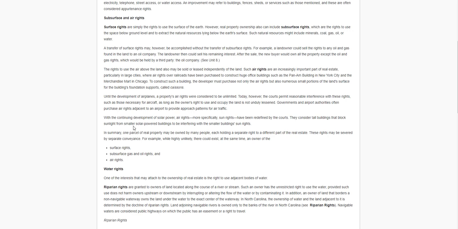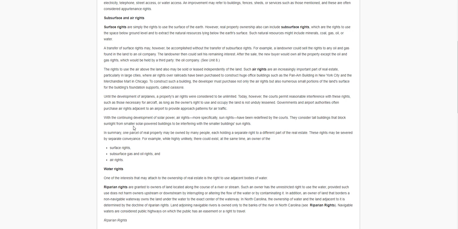That's interesting. With the continued development of solar, air rights, or more especially sun rights, have been redefined by courts. They consider tall buildings that block sunlight from smaller solar powered buildings to be interfering with smaller buildings' sun rights. Wow.